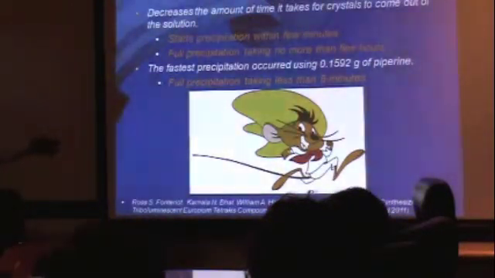And it decreases the amount of time it takes for the crystals to come out of the solution. We found that. It starts precipitation in a few minutes, and the full precipitation takes no more than a few hours. The earlier process used to take a day or so, right? Is piperine water soluble? Yeah, piperine is water soluble. We do it in the alcohol solution. And the fastest precipitation occurred using so many grams of piperine. Full precipitation takes less than 5 minutes. So it has made the process faster.